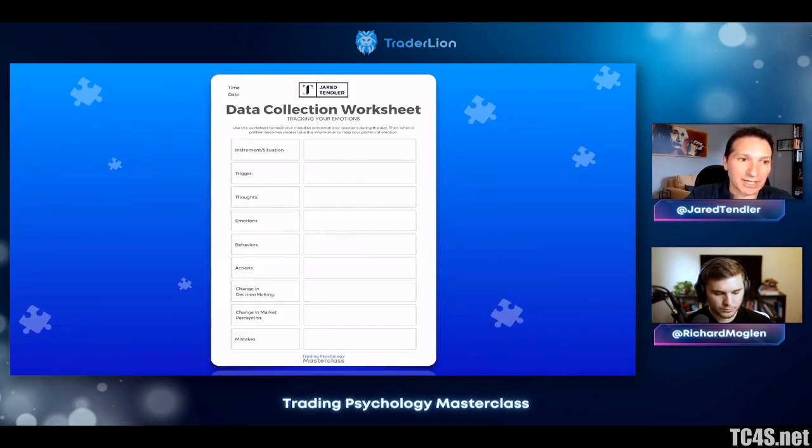We're looking at identifying the instrument or the situation, the triggers, so what actually sparks the emotion, the thoughts that come up around it, the emotions that come up there, behaviors and actions. Behaviors and actions sometimes can be a little bit confusing. For me, I'm less concerned about the actual term and the language and more about what is actually showing up there.